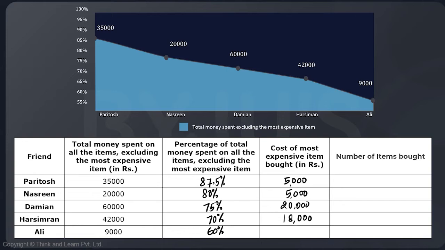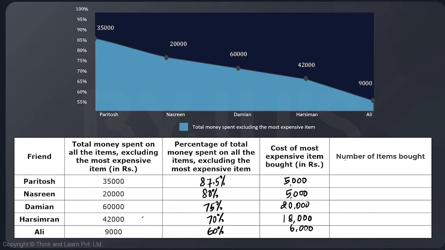And 60% corresponds to 9,000 for Ali. So that is 1.5 times. So 40 into 1.5 is 60. So this is going to end in 6,000. So Ali spent a total of 9,000 plus 6,000, 15,000 rupees. Out of that 15,000 rupees, he spent 6,000 just on one item, which is the most expensive for him. Similarly, Harsimran spent 42,000 plus 18,000, which is 60,000, out of which 18,000 was spent just on one item, which was the most expensive, and so on and so forth.